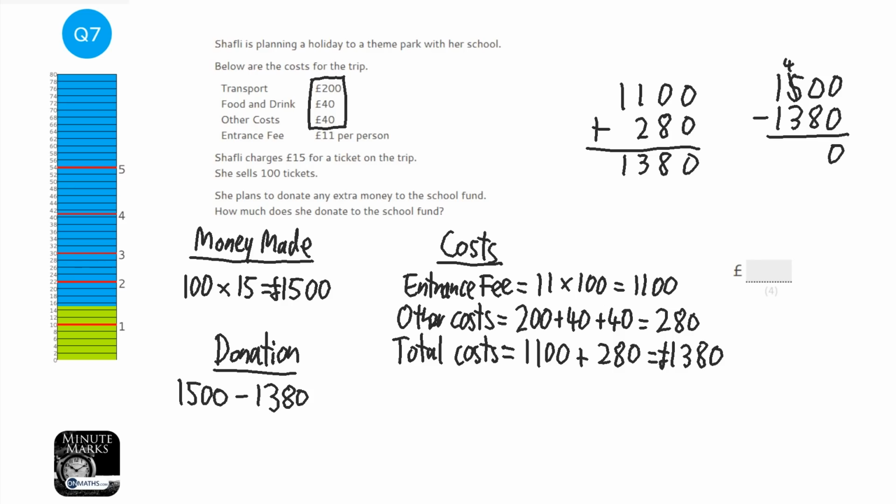Can't do the next one, so I'm going to take 1 from the 5. So 10 take away 8 is 2. 4 take away 3 is 1, and then 1 take away 1 is 0. So that's going to be £120. So with this question, just make sure you're writing down what you're working out, so the examiner can easily give you the marks.